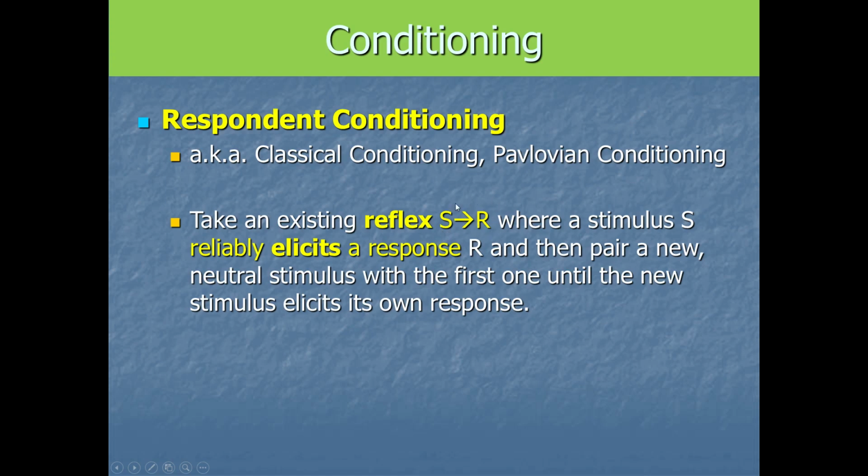Stimulus leads to response. In other words, a stimulus, something out there in the environment, leads to a behavior. Response means a behavior that the organism does. Respondent conditioning would be taking that reflex and pairing up some new neutral stimulus with that first stimulus that's part of the reflex, pairing them up over and over again until that new stimulus starts to elicit its own response, makes a behavior happen that didn't used to happen to that new stimulus. That is the mechanism of respondent conditioning or classical conditioning.